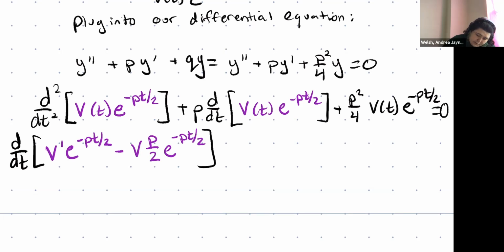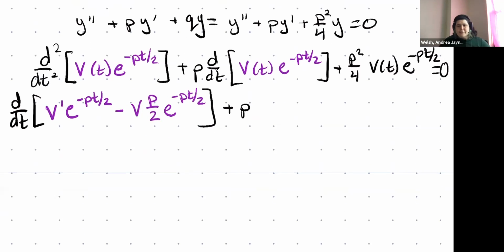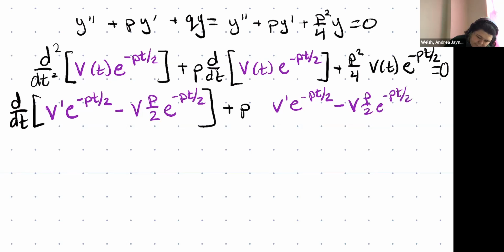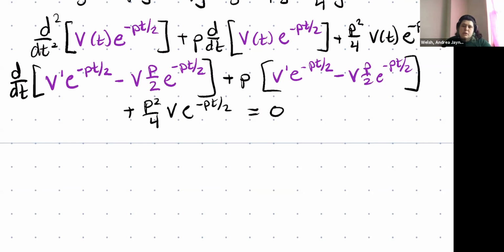Okay, so that's one derivative so far. And now we can see that taking one derivative of the same thing, we're going to get the same thing, which is good because it saves us a little time here. pt over 2 minus v pt e to the minus pt over 2. Gonna put that away in there. And then I have my plus p squared over 4 v e to the minus pt over 2. And for this to be a solution, all of this has to be 0.